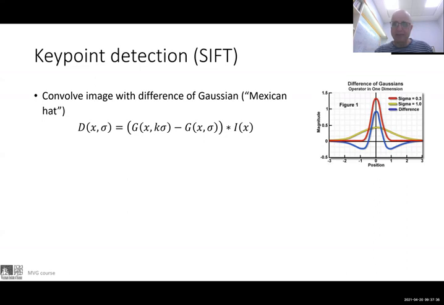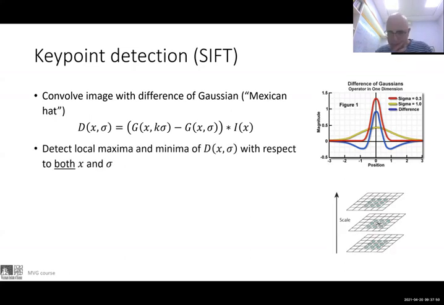And so what you expect is that when you convolve this filter with the image, you will find places where there is a peak of intensity relative to the surroundings. So what we want is to find local maxima and minima of this function D, the result of the convolution, as a function of x and sigma. So with respect to both x and sigma, where sigma is a scale parameter.